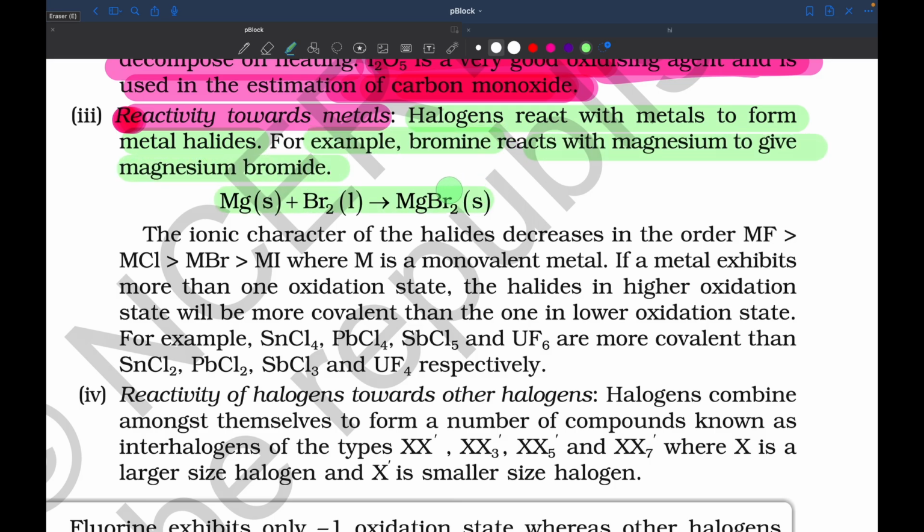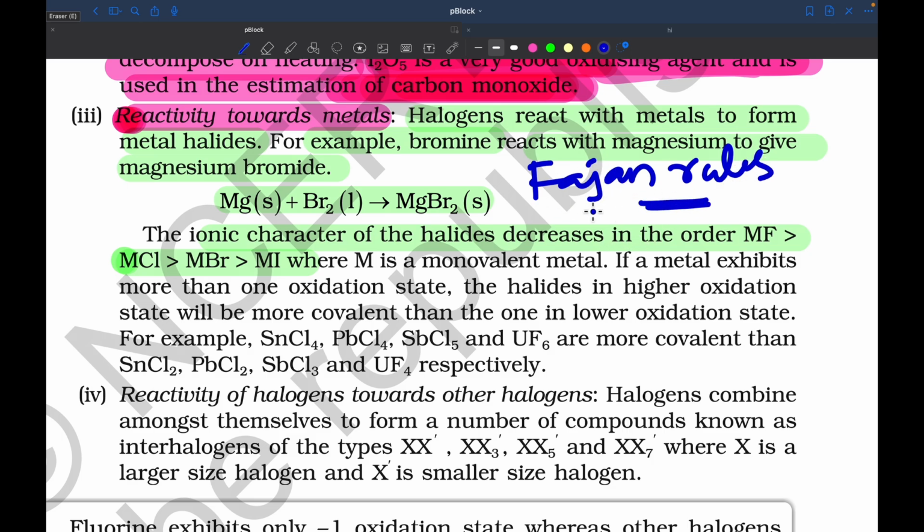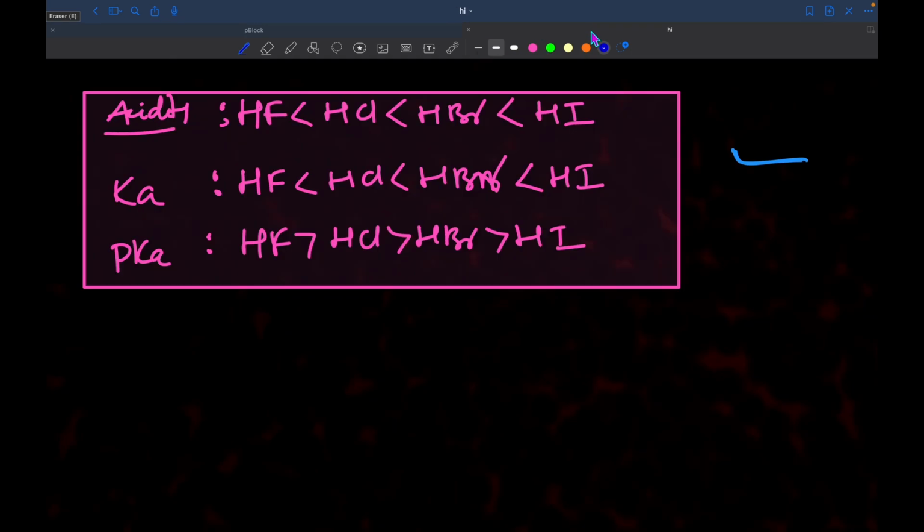These reactions we have already been seeing. The ionic character of halides decreases from metal fluorides in this order. Here again, we have to think about Fajan's rules. Applications of Fajan's rules we have to study here. You remember the Fajan's rules? What are the Fajan's rules? These things we'll discuss here.